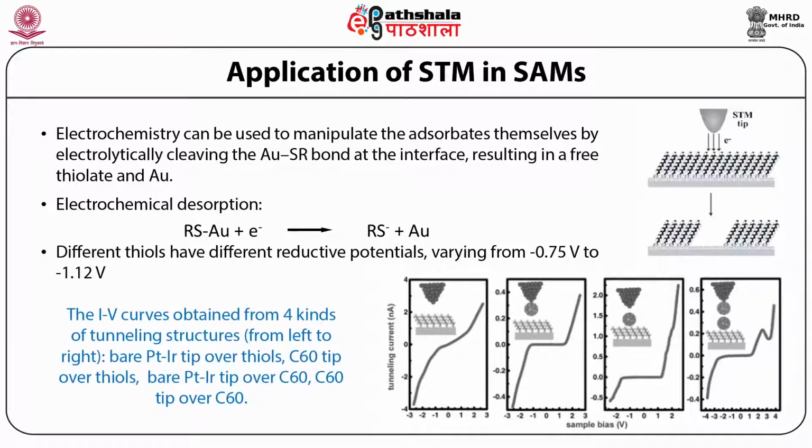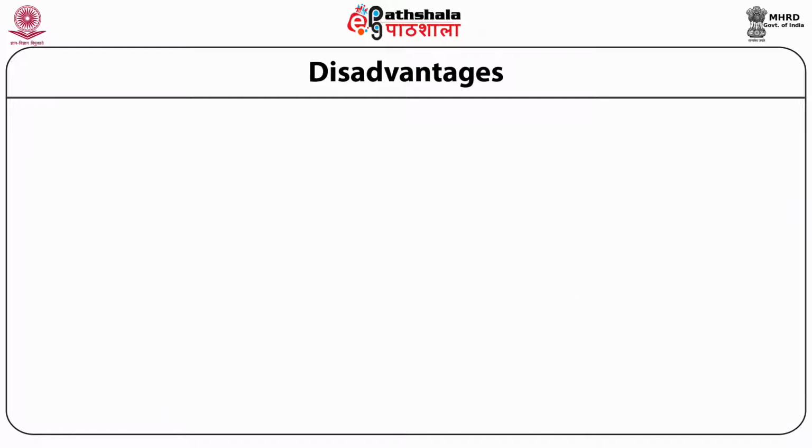The current potential curves obtained from four kinds of tunneling structures, from left to right: bare platinum iridium tip over thiols, C60 tip over thiols, bare platinum iridium tip over C60, and C60 tip over C60, are shown in the adjoining diagrams. The disadvantages of these techniques.